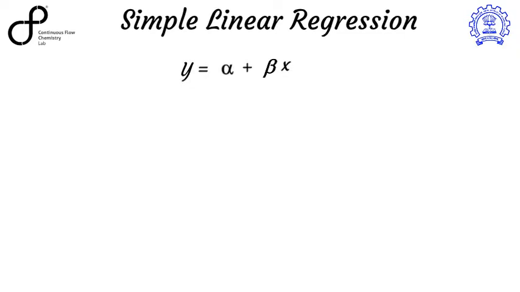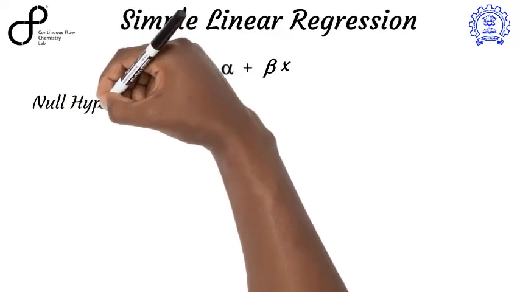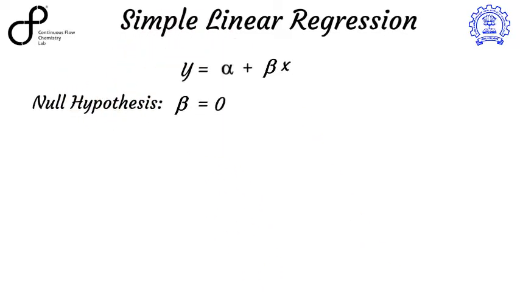One of the important aspects of regression analysis is to establish that there is a relationship between variables x and y. This can be achieved using hypothesis testing. Here, we keep our null hypothesis as beta equals 0. This means we start with the assumption that there is no relationship between x and y.